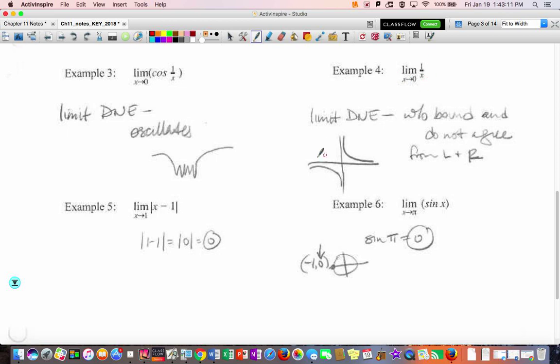This one, the 1 over x graph, goes like this. So this one is coming in and going down. This one comes in and goes up. So clearly they're going in the wrong or opposite direction of each other. So D and E.